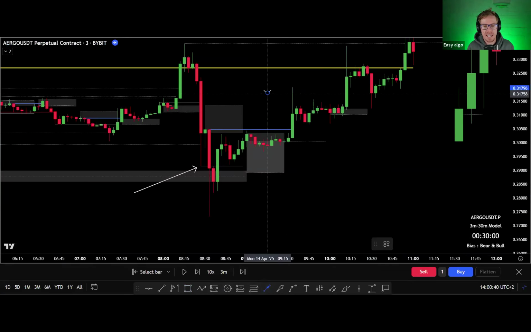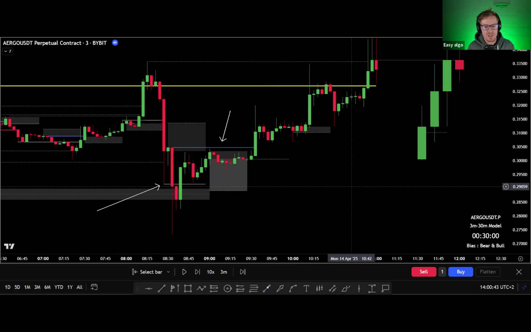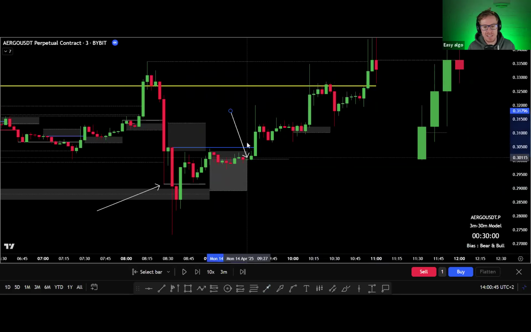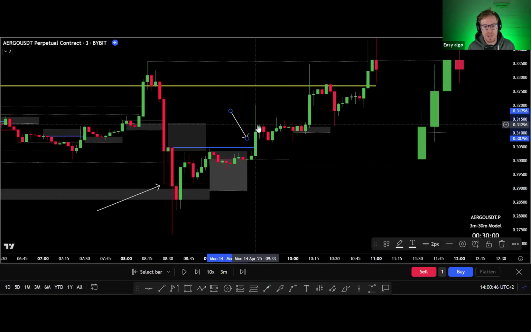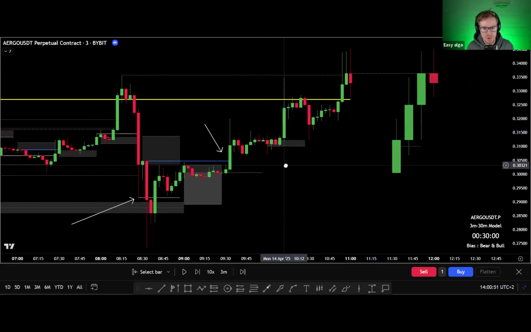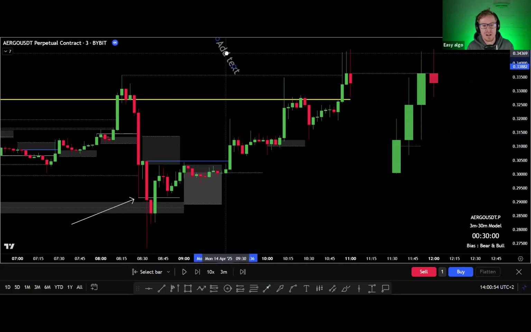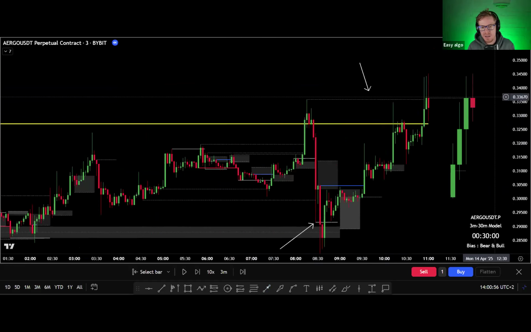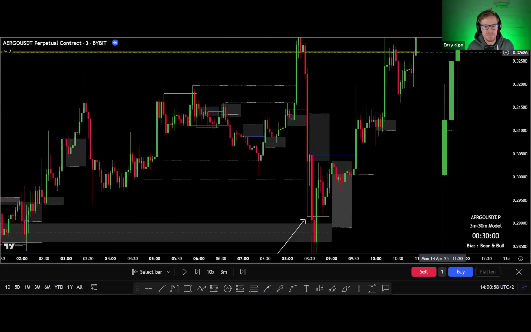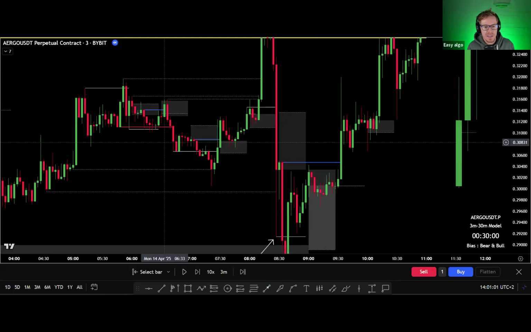You can see CISD was produced over there. So all we'd wait to see is for the CISD to get broken over here. Price breaks CISD. We can enter on the break or the retracement. There was not much retracement, and then price came up and tapped into our target, which was over here. So that was a very easy one to find. I mean, here's another one. There's so many of them.